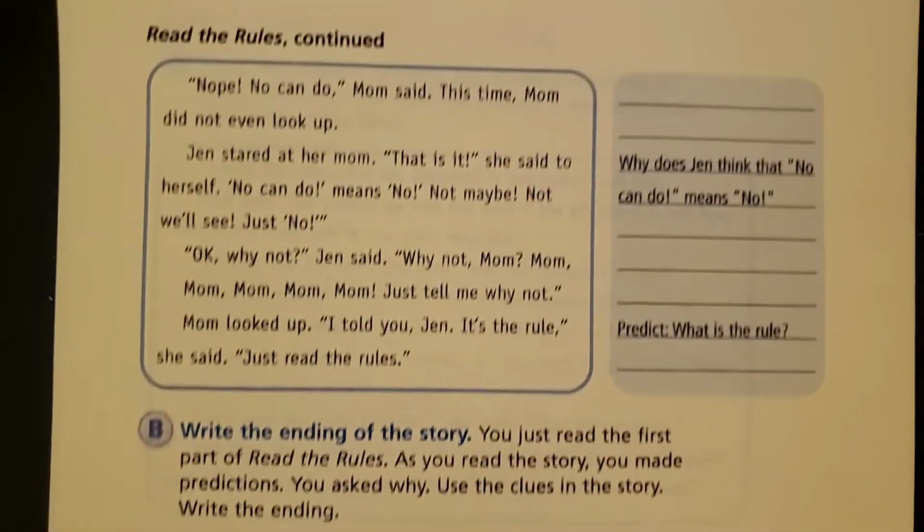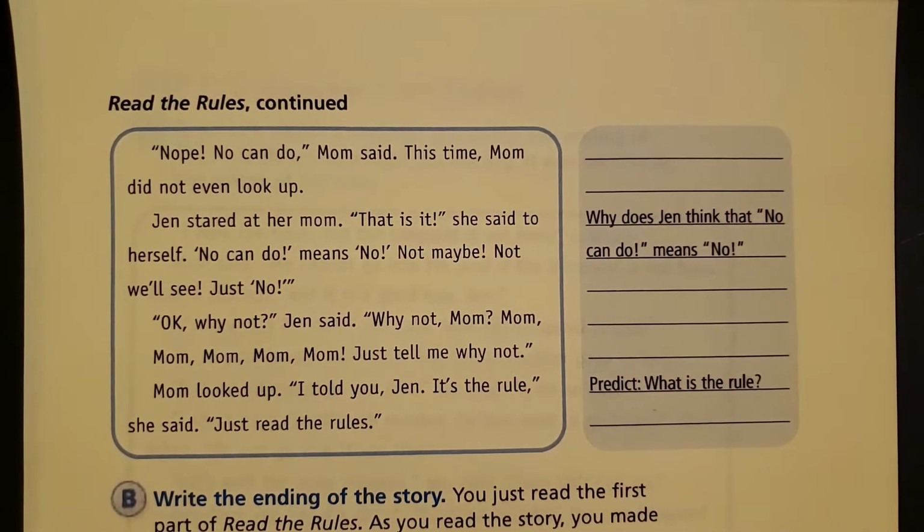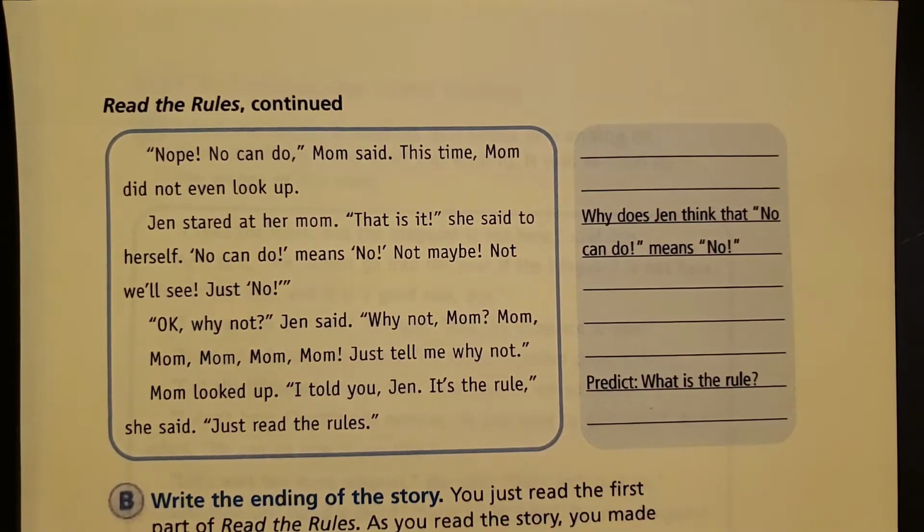Next page. Nope, no can do, Mom said. This time, Mom did not even look up. Jen stared at her mom. That is it, she said to herself. No can do means no. Not maybe, not we'll see, just no. Okay, why not, Jen said. Why not, Mom? Mom, Mom, Mom. Just tell me why not. Mom looked up. I told you, Jen. It's the rule, she said. Just read the rules.